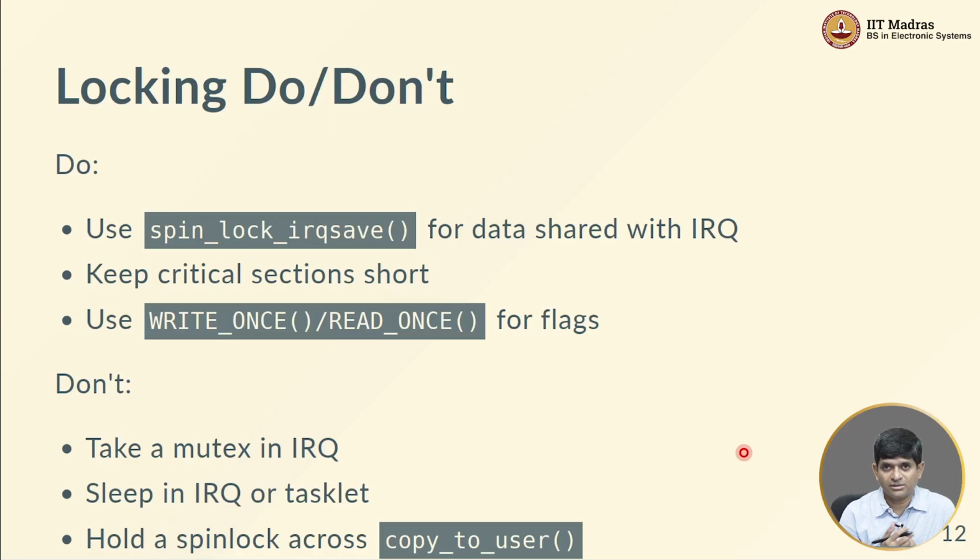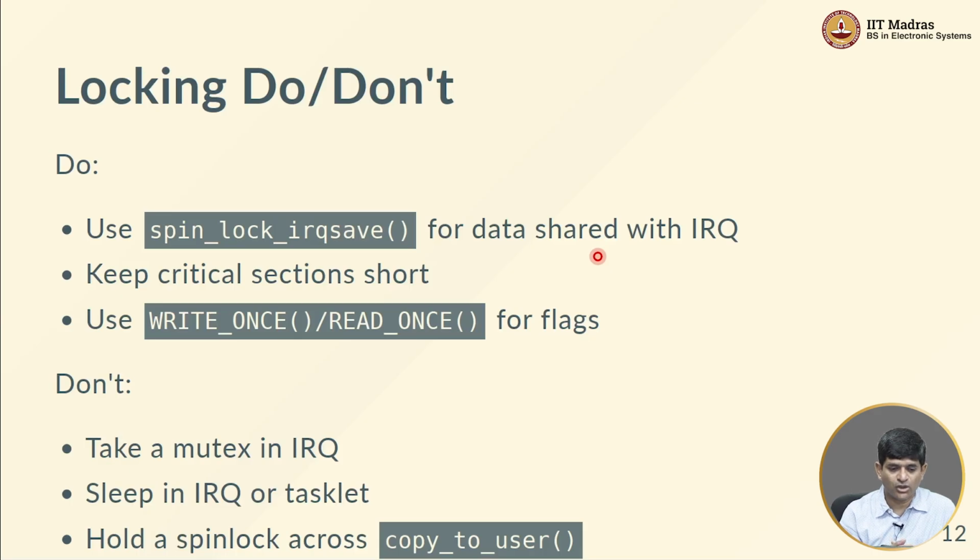So in general, some do's and don'ts as far as locking. Use spin lock IRQ-Safe, especially if you have data that is shared with the IRQ. What does that mean? You are using it in the IRQ, but you are also using it in the process. For example, in the case of the smart timer, the wrap count was being updated inside the IRQ handler, but was also being read in another place where you had to print something out onto the screen.